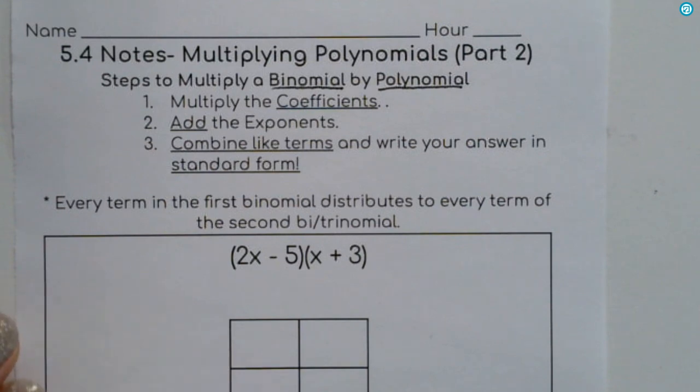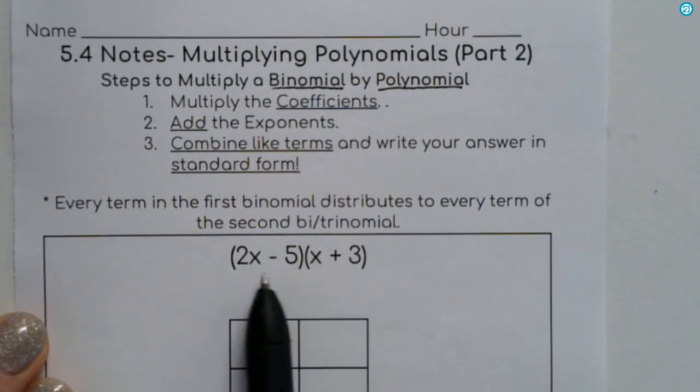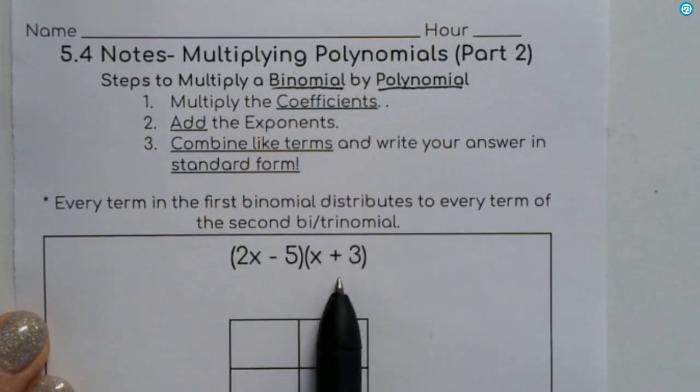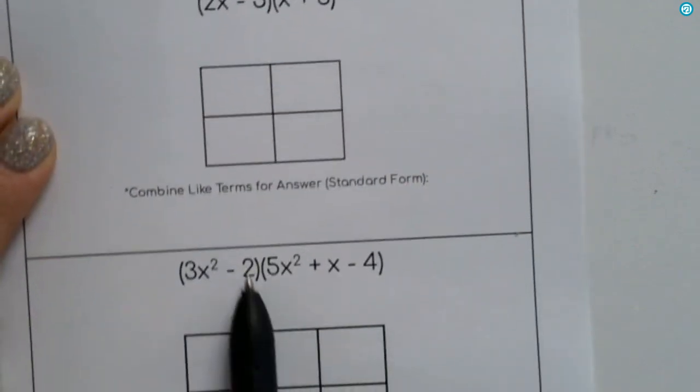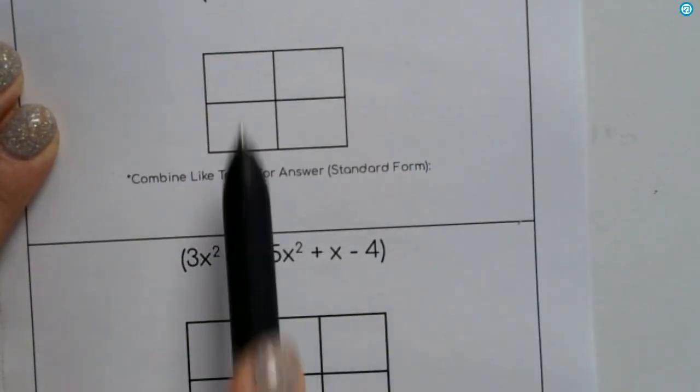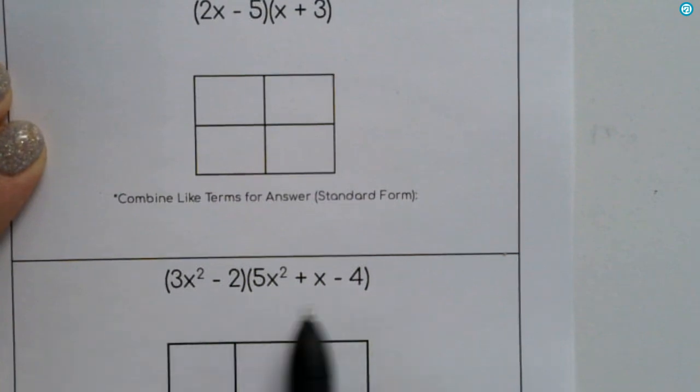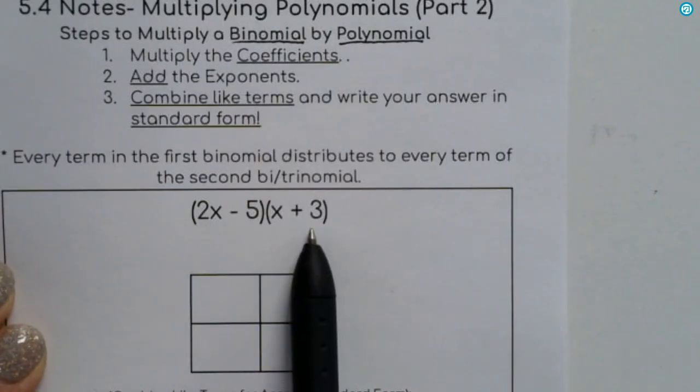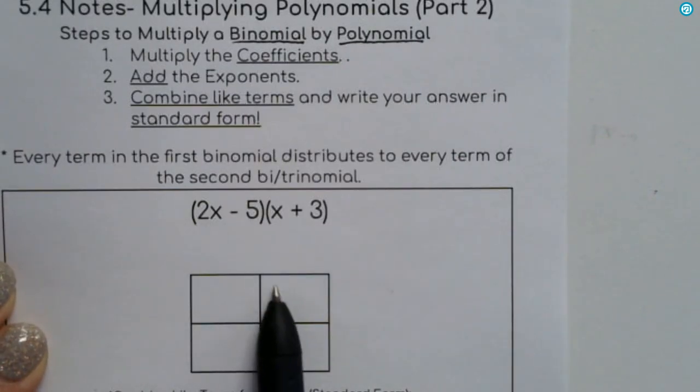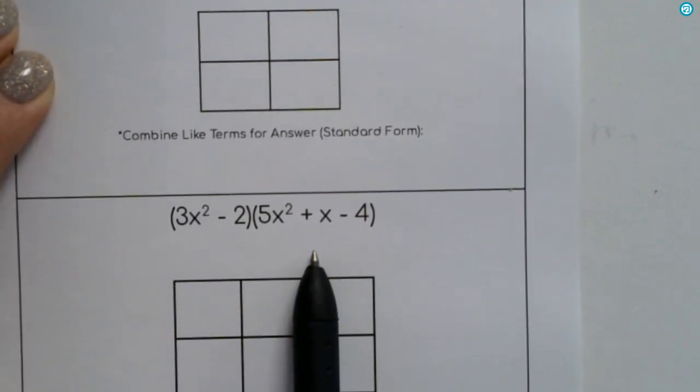So all your problems today are either going to be 2 by 2, so 2 terms times 2 terms, or some of them are 2 by 3s. So 2 by 2 or 2 by 3. What's 2 times 2? 4. That's why there's 4 boxes right here. What's 2 times 3? 6. That's why there's 6 boxes right there. You'll see us use those here in a moment.